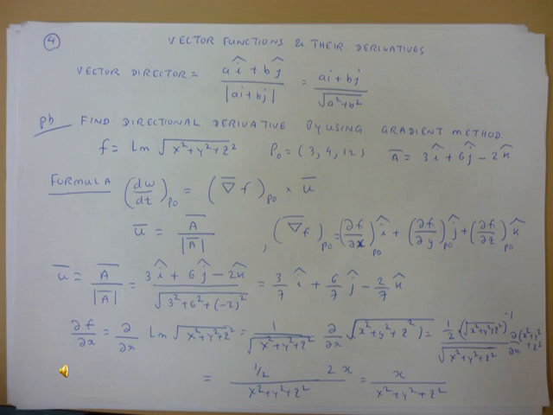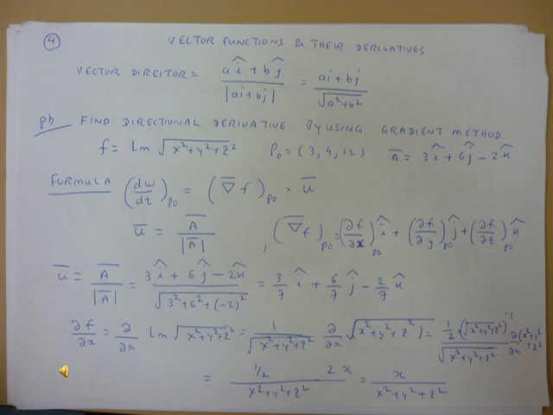So based on this principle, we have to calculate the problem. In the problem, find the directional derivatives by using the gradient method. So in this case, f is equal to ln of the square root of a squared plus y squared plus z squared. B0 is 3, 4, 12. And a beta equal to 3i plus 6j minus 2k. So this is for the function given.